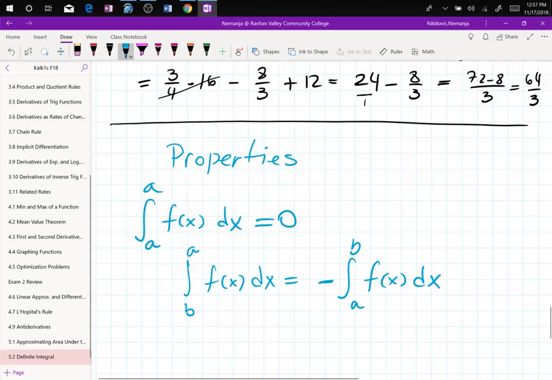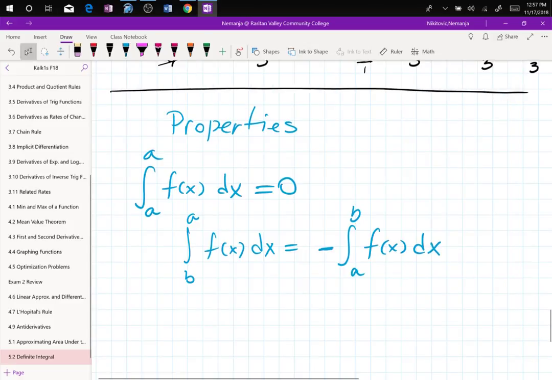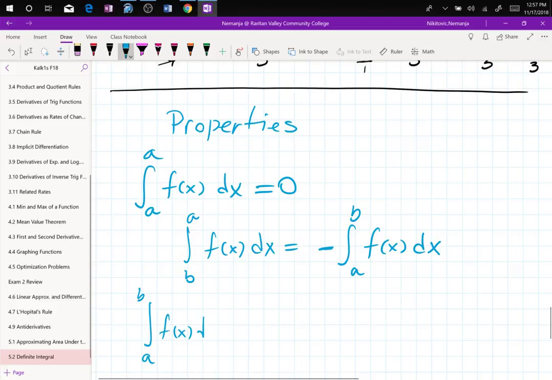And the one that is very useful, third property: you can break your calculation at any value. I'll have to explain this one in more detail. So the integral a to b of f of x dx is equal to the integral a to c of f of x dx plus the integral c to b of f of x dx.